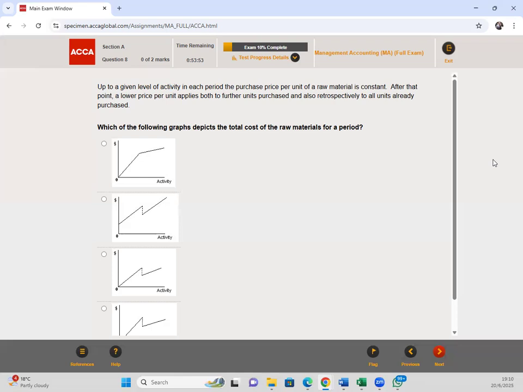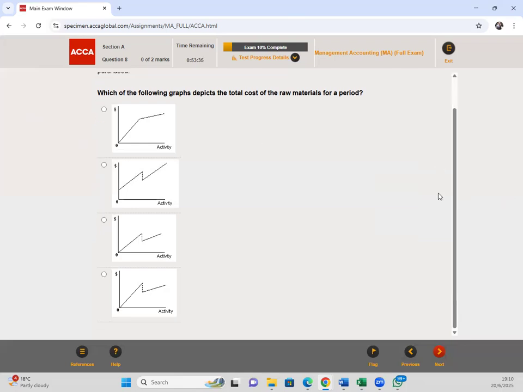The price is variable. After a certain point, it's going to drop. So the question then says, which graph shows this? Is it A, is it B, is it C? So the costs are going to be variable, and at some point, the costs are going to drop.